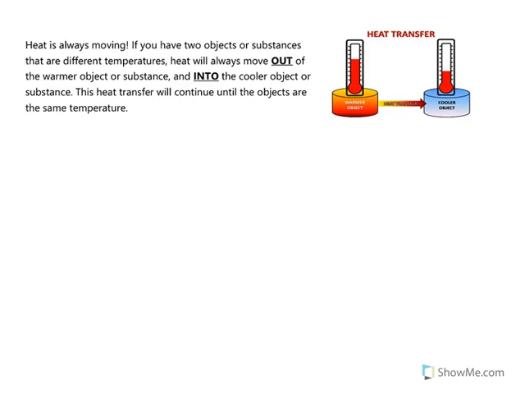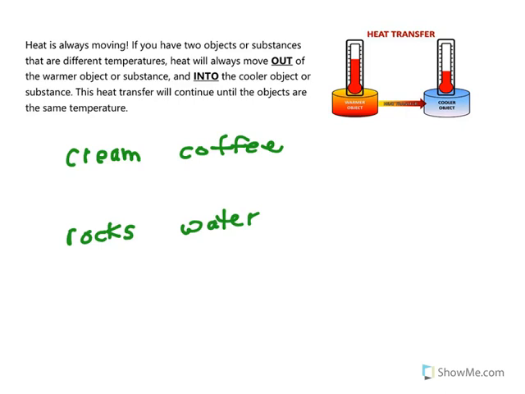I had you do an HMH solvent lab where you had cream and coffee, and you also had rocks and water. Let's just think for a minute about the transfer of energy in that lab. So hot coffee, cold cream, the heat was going from the coffee to the cream. It's going from the hotter object to the cooler object.